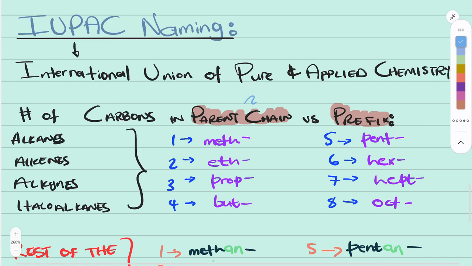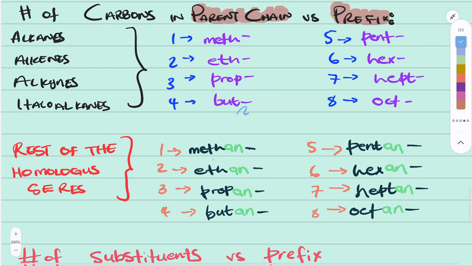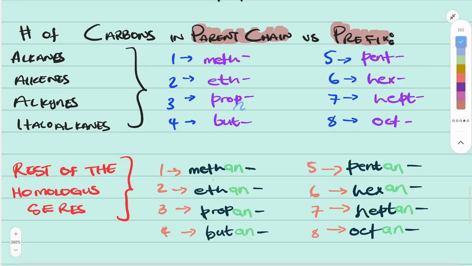But that only works for what? Your alkanes, alkenes, alkynes, and haloalkanes. When it comes to the rest of the homologous series, you have to put an "an" after that meth, eth, prop. So then it becomes methane, ethane, propane, butane, pentane, hexane, heptane, and octane. So be very careful. For your alcohols, your aldehydes, your ketones, up until your esters, you need to put the "an" after that name.